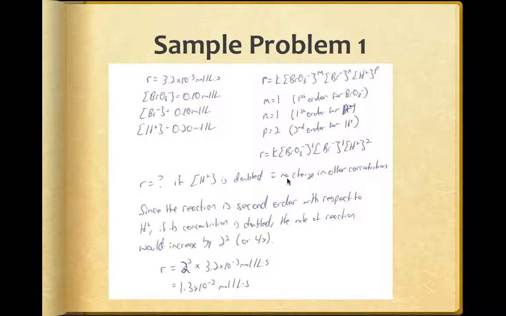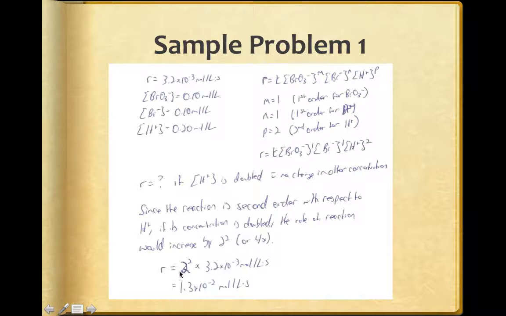Okay, now, the nice thing about having the rate law expression is that it allows us to solve this pretty simply. We know that since this reaction is second order with respect to H+, if its concentration is doubled, just like we saw in some of the previous problems, the rate of the reaction will increase by 2 to the power of 2, because we're doubling the concentration, and the order with respect to H+ is 2. So the rate of this reaction is going to increase by 4 times.